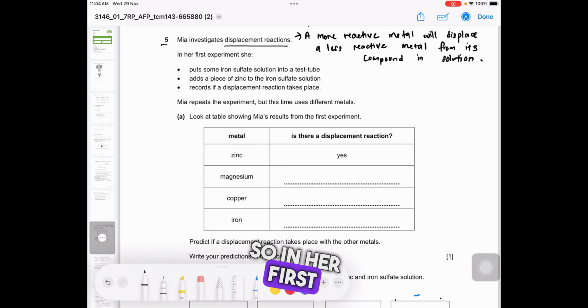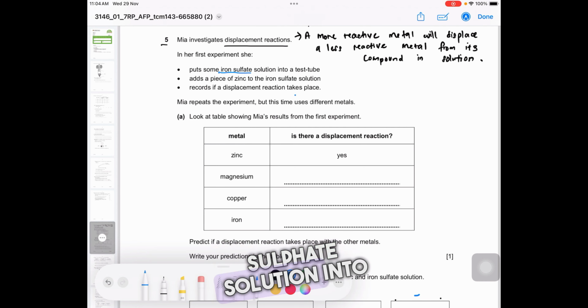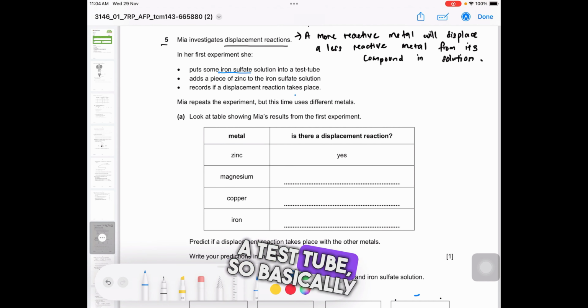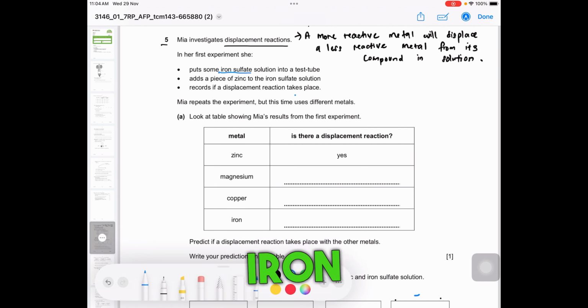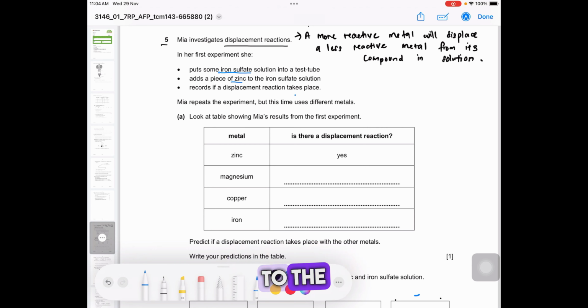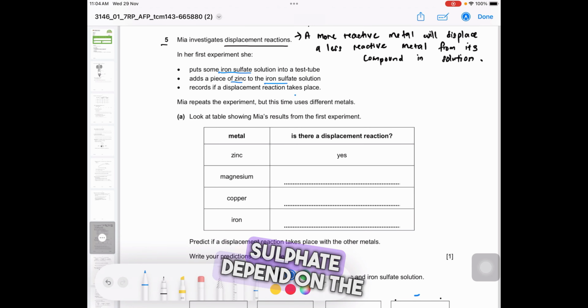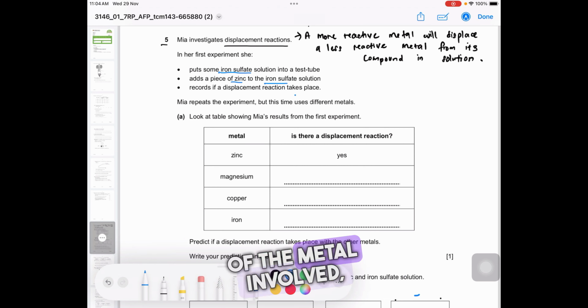So in her first experiment, she put some iron sulfate solution into a test tube. So basically they use a solution of iron sulfate in this case and add a piece of zinc to the iron sulfate solution. Record if a displacement reaction takes place. So the displacement reactions of metal with iron sulfate depend on the reactivity of the metal involved.